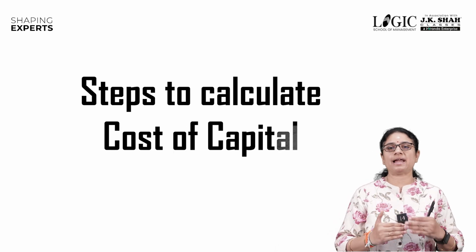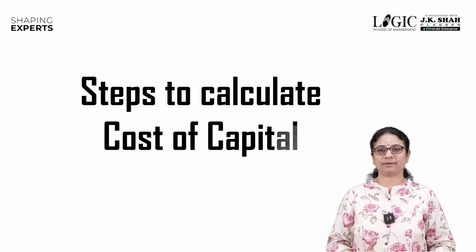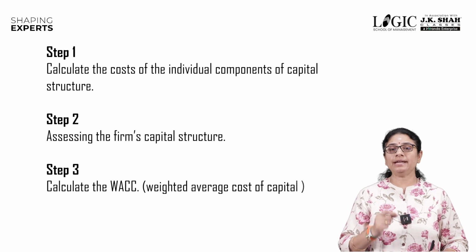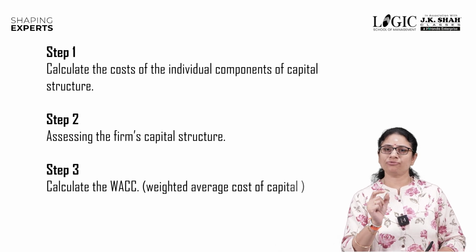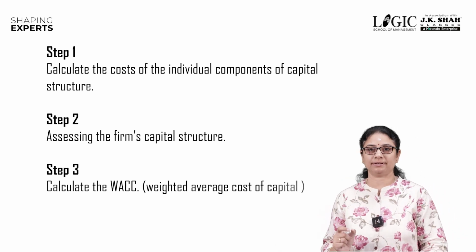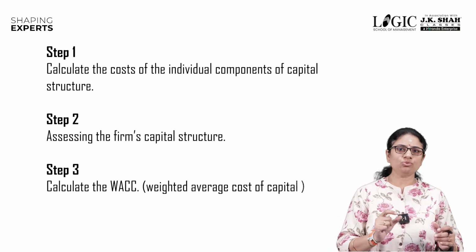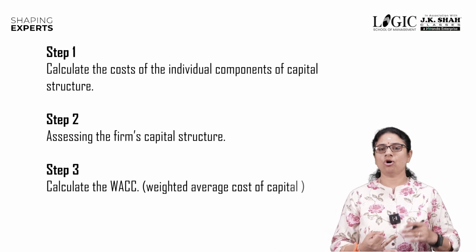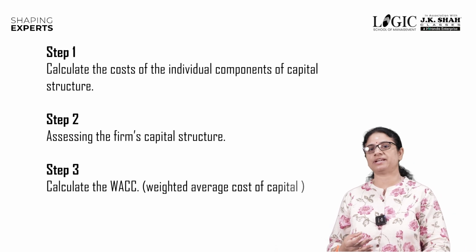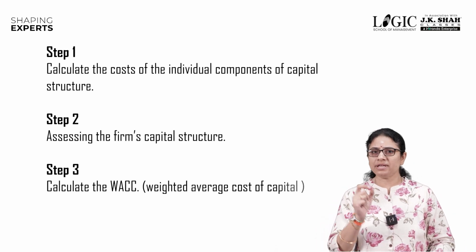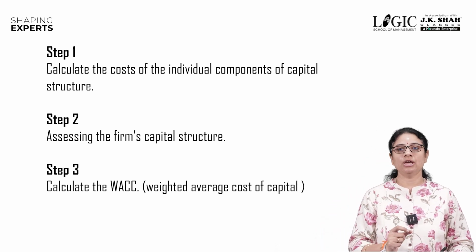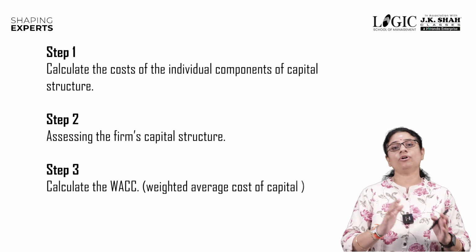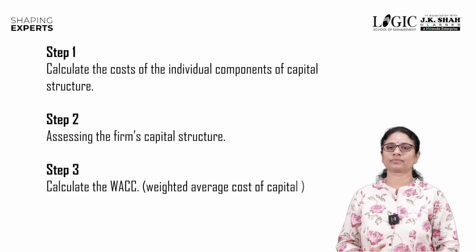What are the steps to calculate the overall cost of capital? Step 1. We need to calculate the costs of individual components of capital. So the individual components of capital may include debt, retained earnings, common shares and preferred shares. The costs of these components are calculated using market values for debt and equity.